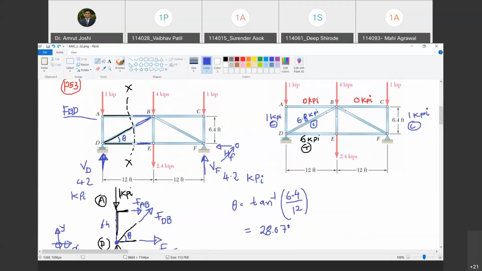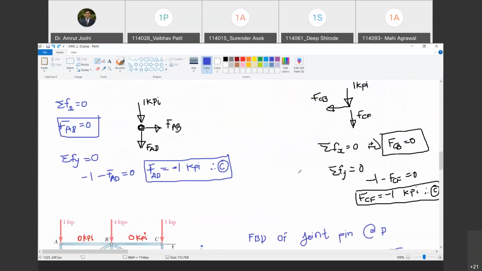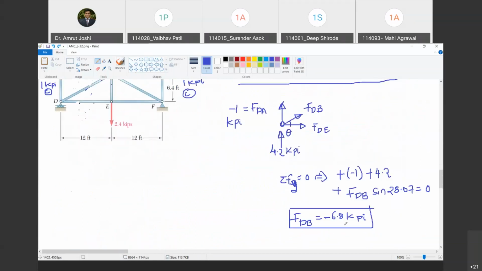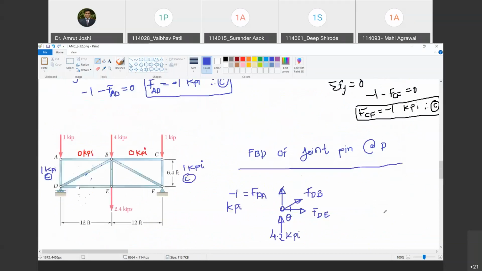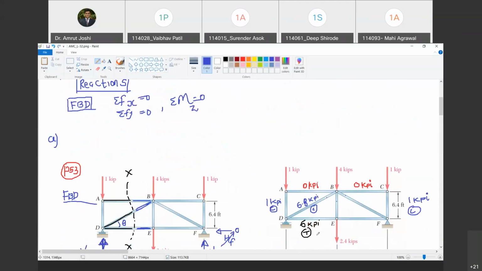No, now it's correct. It is 6.8 only. Now, next. So FDB is equal to minus 6.8 kpi. So therefore, it is compressive in nature. Agreed? Method of section से ये हमें already मिला है, and that is also 6.8 kpi compression. So the answer of a force in member is not going to alter depending upon the choice of method.